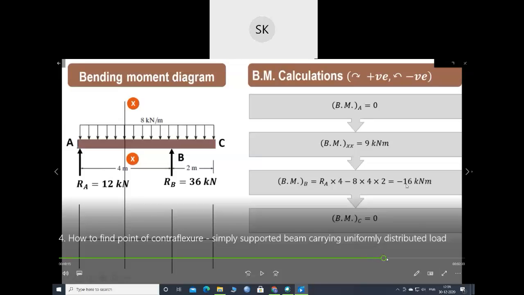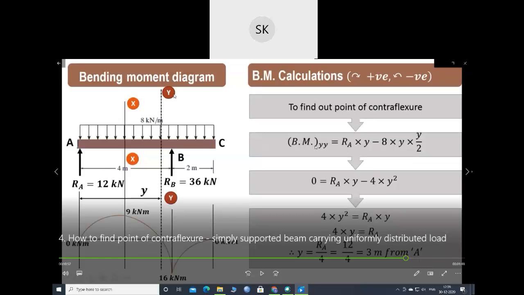For contraflexure, your bending moment will be 0. So take a section over a beam, find the bending moment equation, and equate it to 0. I found x equals 3 meter from A. At 3 meter from A, your bending moment will be 0. In the bending moment diagram, the bending moment is 0 here, which is also called the point of contraflexure. Go through this class once again, then you will understand.